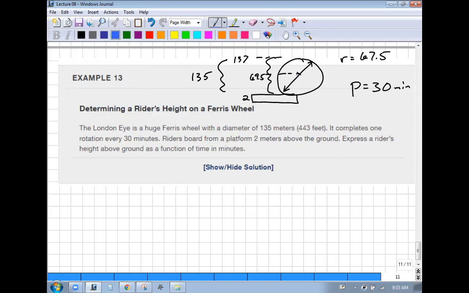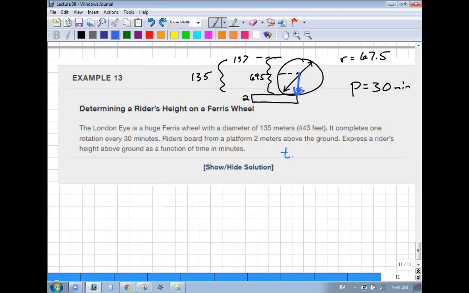Now, we have to do like we did with that previous problem. At time zero, they load down here. We wish it was like this, right? But since you don't load halfway up in the air, we have to kind of start that at our time zero or whatever, okay?